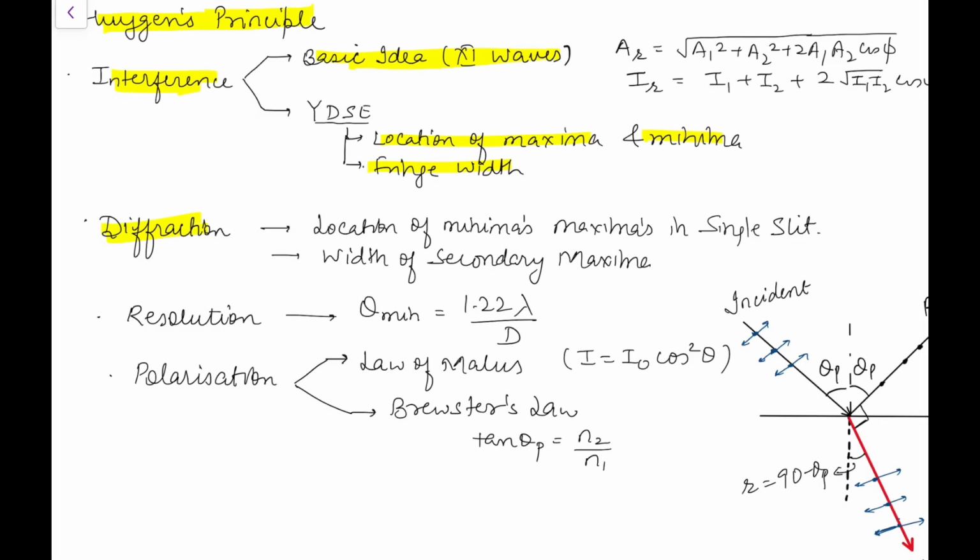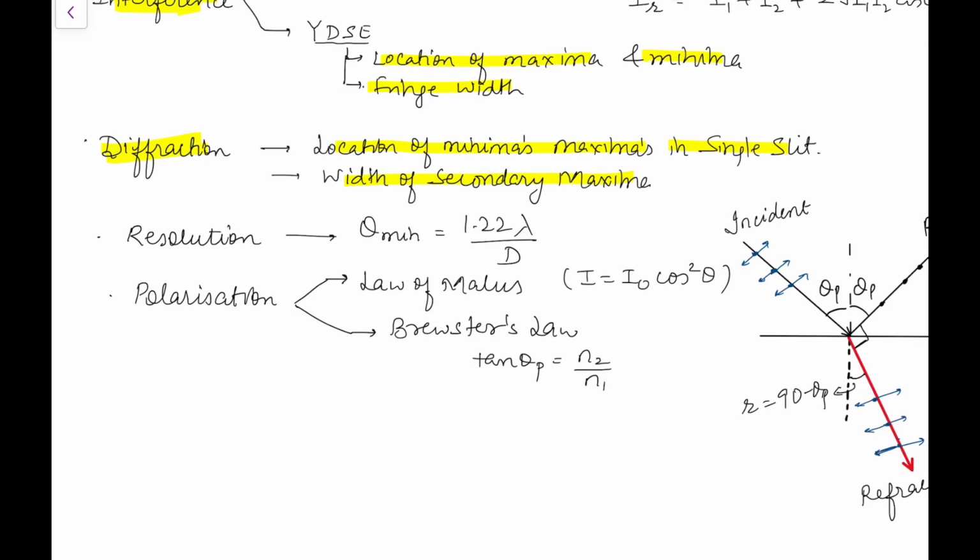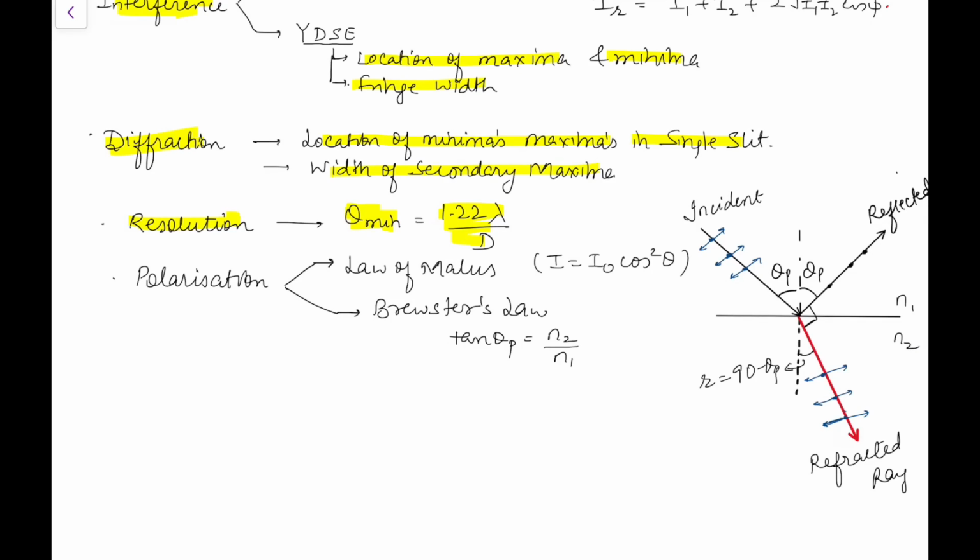In diffraction, you need only single slit diffraction. You should know where the minimas and secondary maximas are, what the width of the secondary maxima is, and the basic idea of how the minima are explained, nothing else. Now for resolution based on diffraction, for any optical instrument having a circular aperture, the minimum angle it can resolve is 1.22 lambda by d. Resolving power of a telescope is 1 upon theta minimum, that is d upon 1.22 lambda. So the greater the diameter and the lesser the wavelength, the more the resolution.